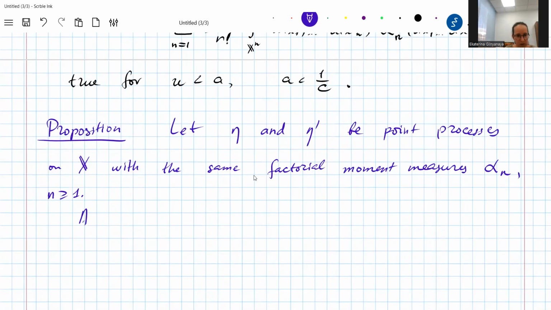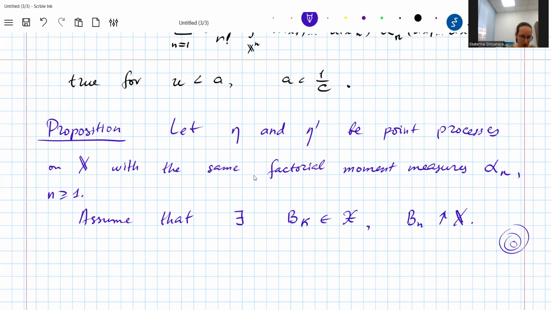So now let us assume that we have a sequence of subsets B_k such that they increase to all space X. B_n increase to all space X. You can imagine the sequence of increasing balls in R^d, and we have numbers c_k that are non-negative.